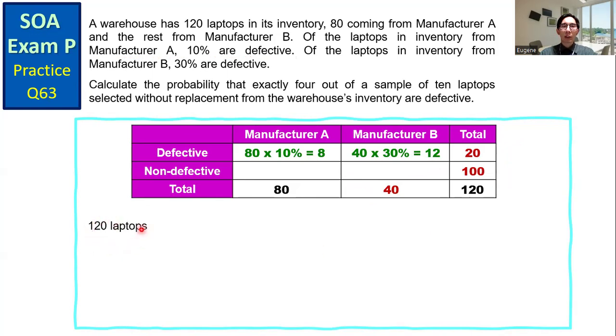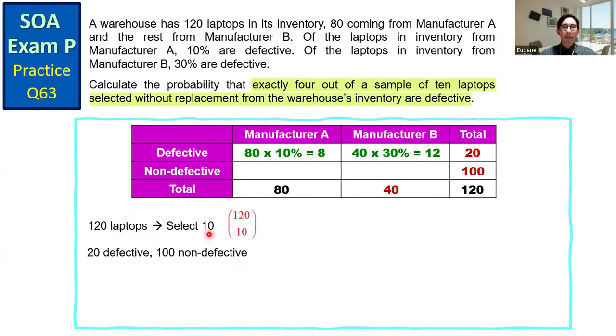Out of the 120 laptops, 20 are defective, 100 are non-defective, and we want to get the probability that exactly 4 out of a sample of 10 laptops are defective. So we have 120 laptops, select 10. The total number of ways is 120 C 10.